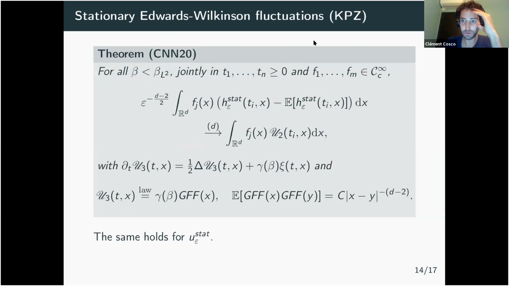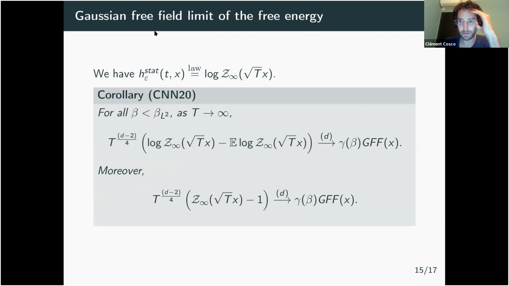So you can do the same actually. We prove that you obtain similar things when you start from the stationary solution, and then you end up with the Edwards-Wilkinson equation with a stationary solution that actually has Gaussian free field marginals.